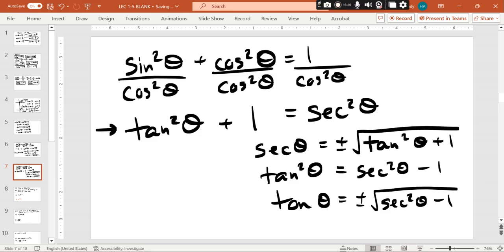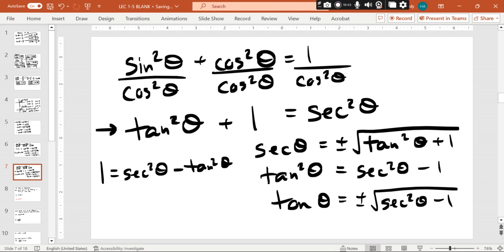What can we do? Instead of moving the 1 over, we move tangent over. So tangent gets to be scooted over. Left with 1 is equal to secant squared theta minus tangent squared theta. That is so cool.